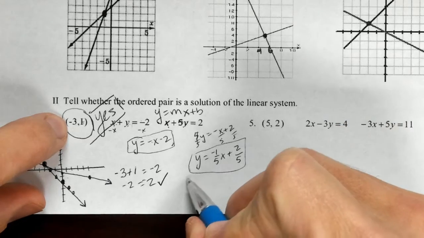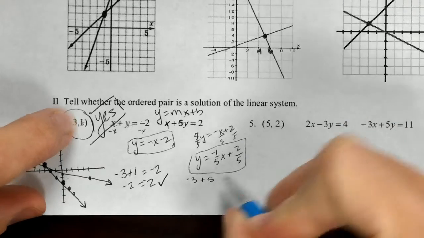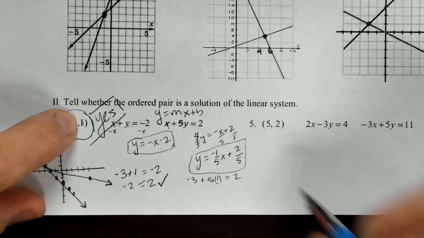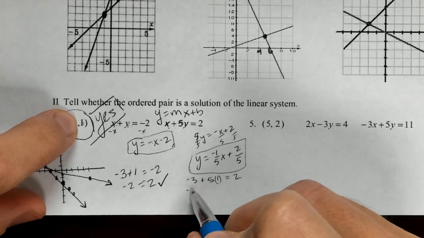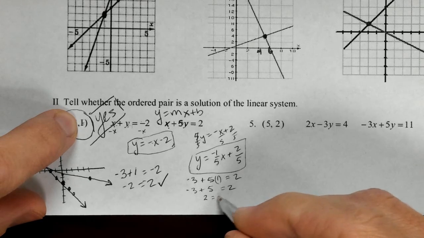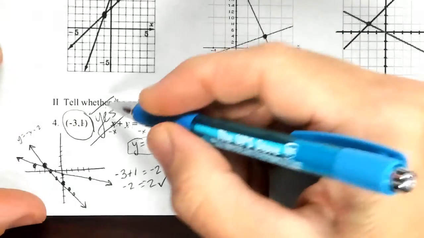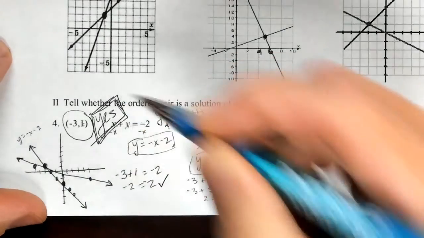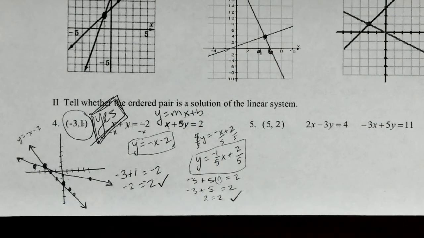Plug in x, negative 3, plus 5 times y, 1, equals 2. So I've got negative 3 plus positive 5 equal to positive 2. Yes. So once again, we're good. Okay, so if I plug it in and both of those statements are true, then it is a solution. Or if I graph it, and that is the point of intersection, then that's the solution.